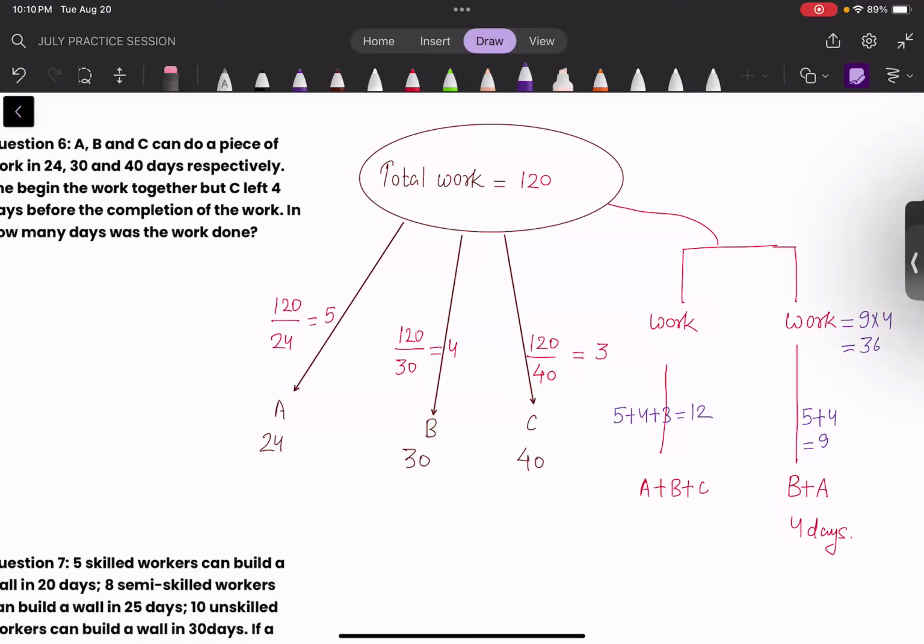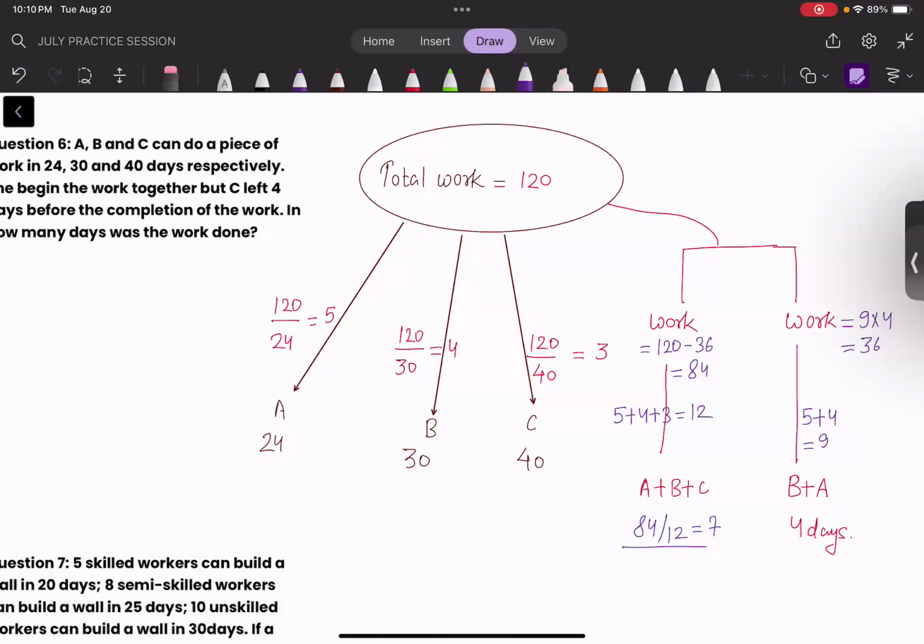How many will be left out? If 36 is done, how many will be left out? 120 minus 36. How much? 84. 84 questions. 12 questions per day. How many days you will take? 7. Okay, so 84 by 12, that is 7.